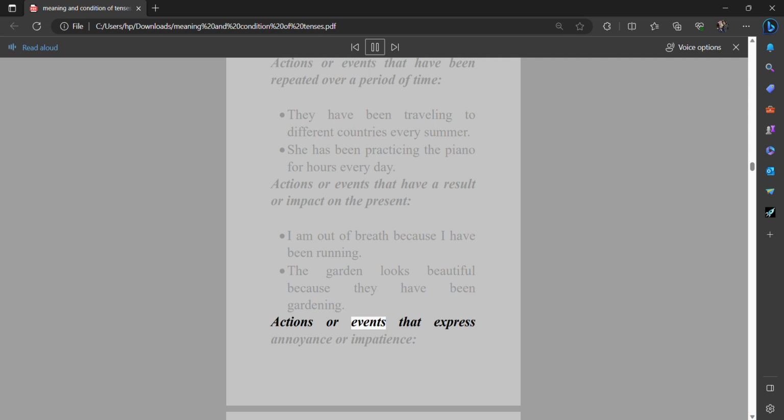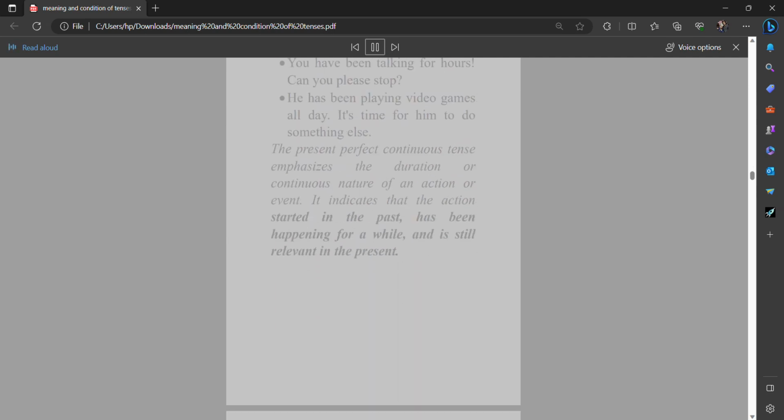Actions or events that express annoyance or impatience. You have been talking for hours. Can you please stop? He has been playing video games all day. It's time for him to do something else. The present perfect continuous tense emphasizes the duration or continuous nature of an action or event.